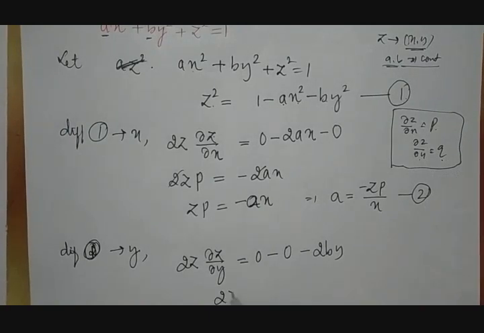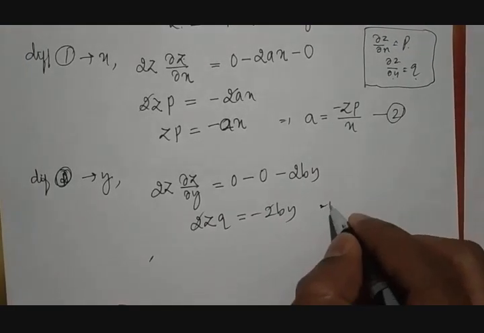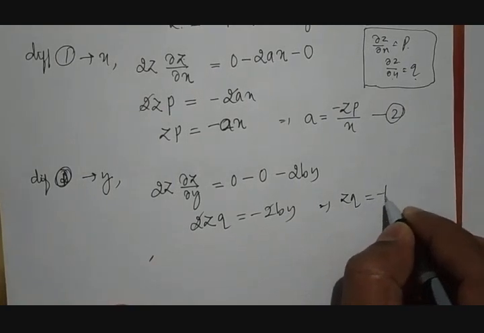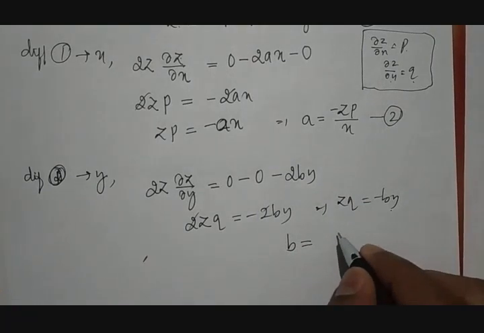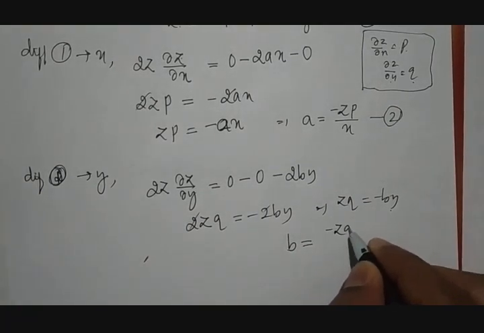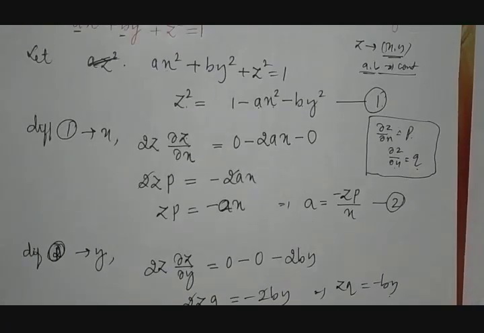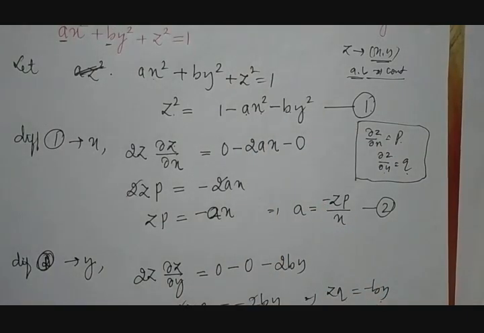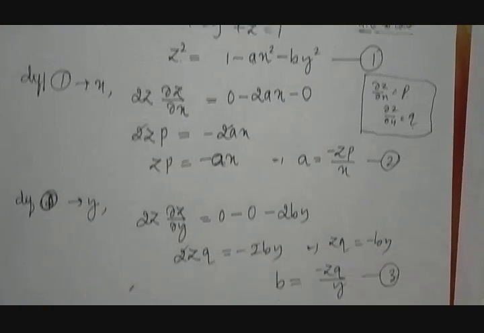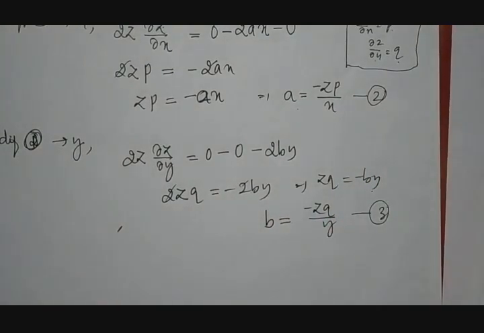Therefore it becomes 2zq is equal to minus 2by. Again 2 gets cancelled. Therefore we get zq is equal to minus by, or else the constant b is equal to minus zq divided by y. We call it equation number 3. If you see equation number 1, the values of a and b are required to eliminate these arbitrary constants, and we are ready with the values of a and b as equation number 2 and 3.